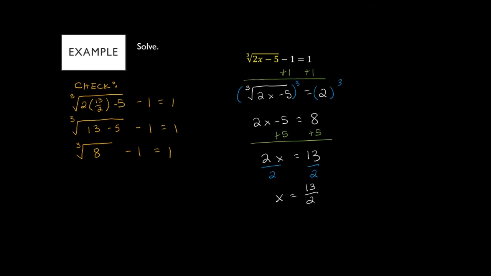So 8 is 2 cubed, so the cube root of 8 is going to give you 2. And if you have a calculator that does cube roots or other kind of roots, that is going to be very handy because usually people don't really know their roots very well. But that will then give us 2 minus 1 equals 1, and 2 minus 1 is 1. And so this check works. And so this is our solution, 13 over 2.